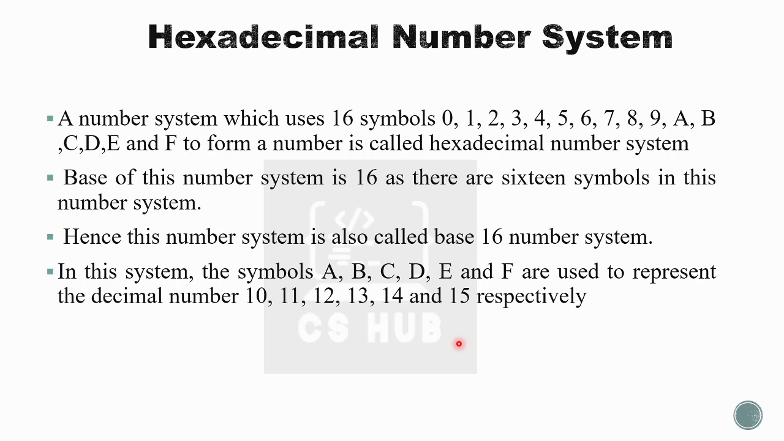Hexadecimal number system uses 16 symbols. Actually, the values are from 0 to 15, but we are using 10 digits and 6 symbols, I mean letters. 10 digits up to 0 to 9, and for the remaining values 10, 11, 12, 13, 14, 15, we are using A, B, C, D, E and F.